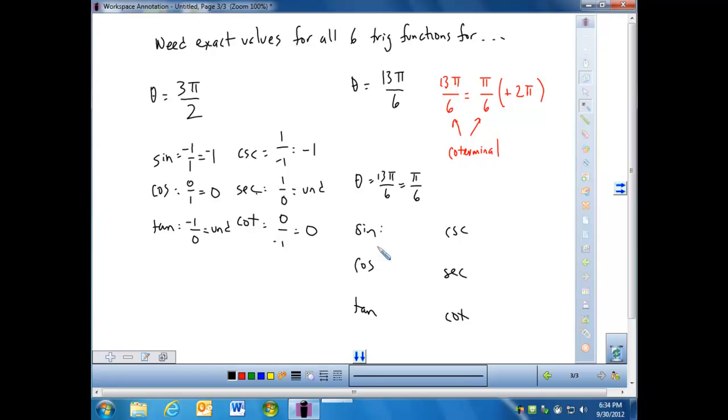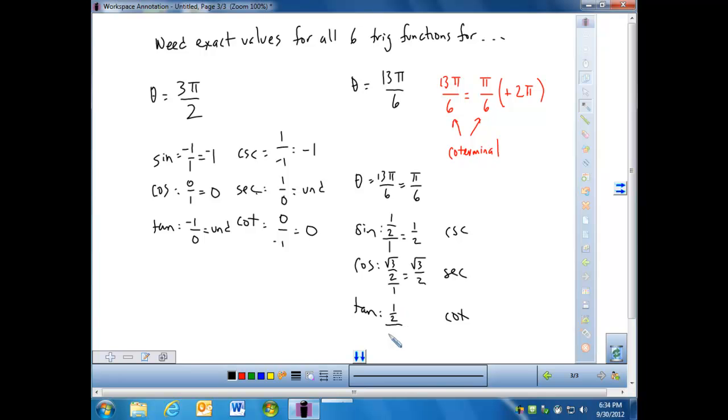For sine, the y value is 1/2 divided by the hypotenuse, which is 1. So sine of that angle is 1/2. Remember, these are exact values again. Cosine is radical 3 over 2 over 1. So radical 3 over 2 is our cosine value. Remember, and really, if you're on the unit circle, your sine and your cosine are just your y and your x values, respectively.